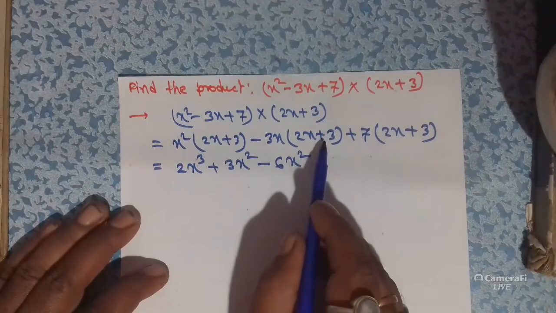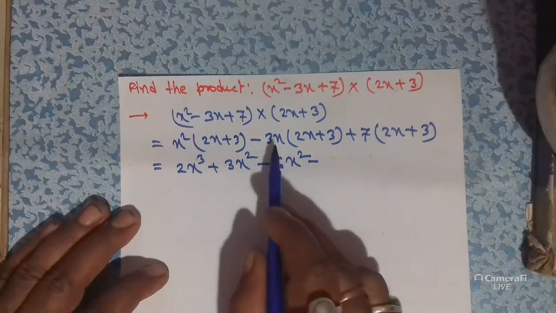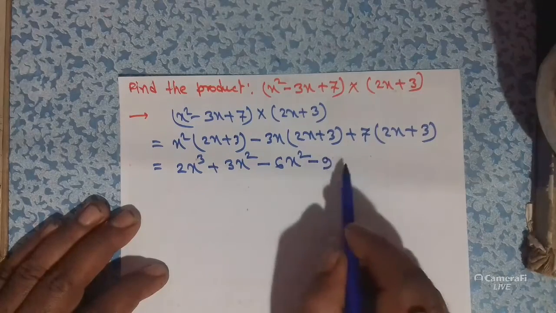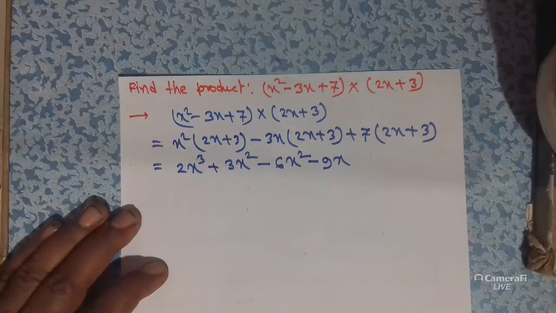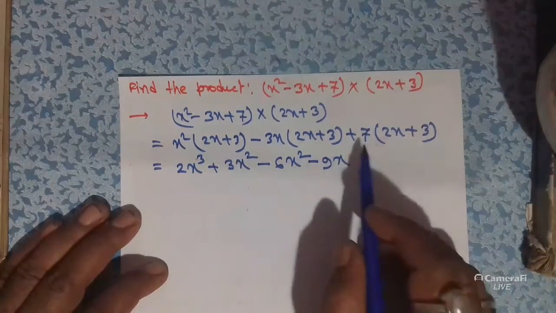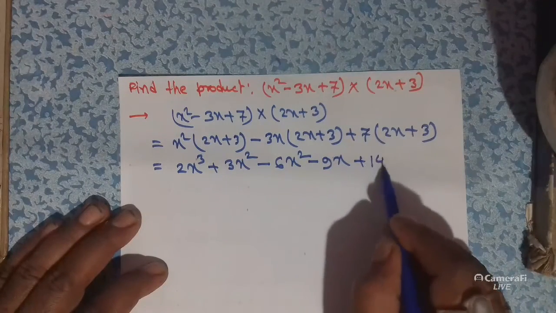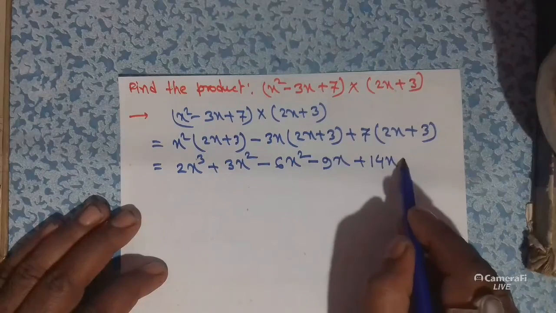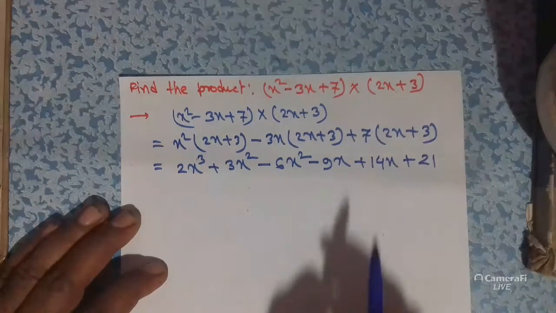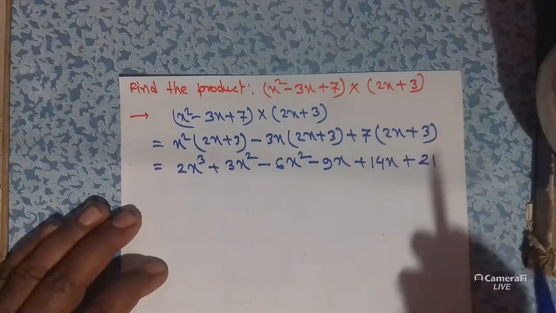So both are in opposite sign. So minus multiply plus is minus, and 3 multiply 3 is 9 and x. So minus 3x and plus 3, when we multiply it, it will be minus 9x. Again plus 7 multiplied 2x is 14x and 7 multiplied 3 is 21, because both are positive. So plus multiply plus is plus.